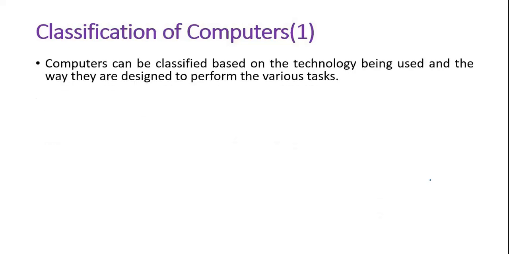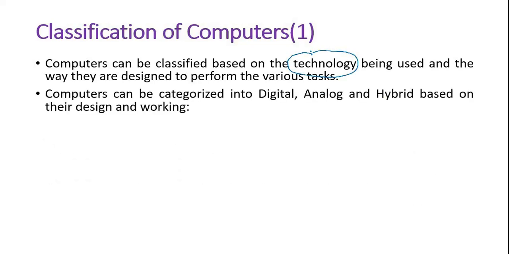Then classifications of computers. Based on the technology we are using, we can classify computers into three categories. The first one is analog, the second one is digital, which we are using now, and hybrid is the third category. This is purely based on the technology we are using and how it performs various tasks. Based on that, we do this classification.